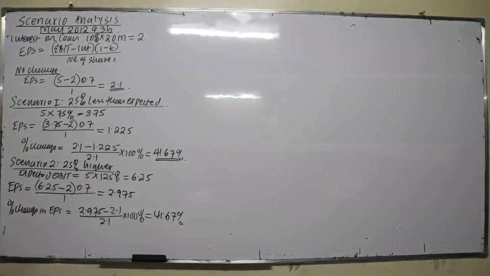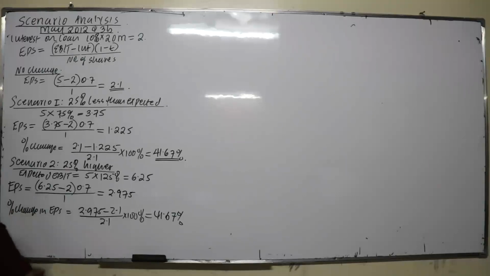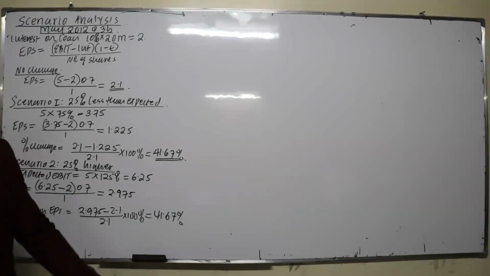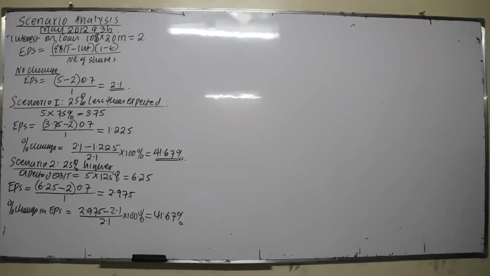What about in scenario analysis? Here we had three factors: the number of shares, EBIT, and interest. But we assume that all variables are related, so we analyze them at the same time. Number two, under the scenario analysis side, variables are dependent, stroke related.